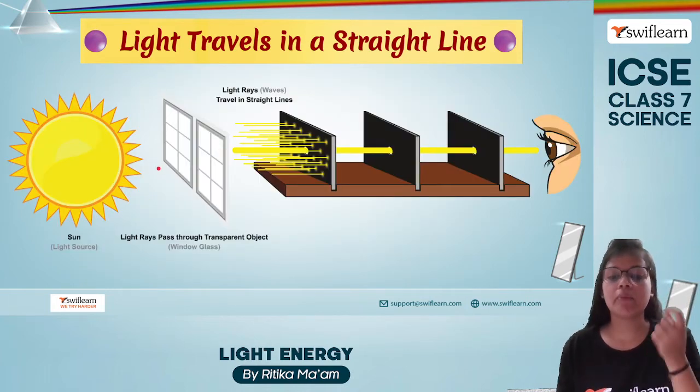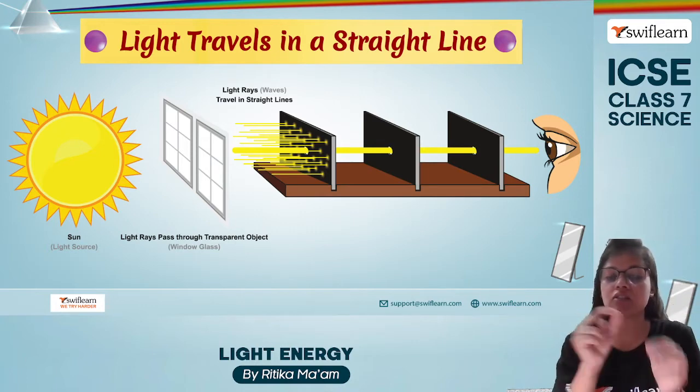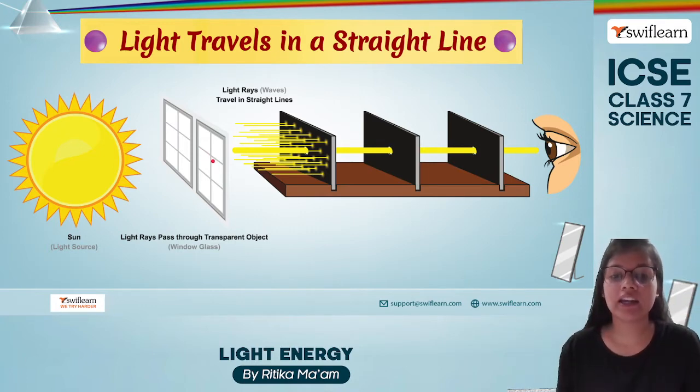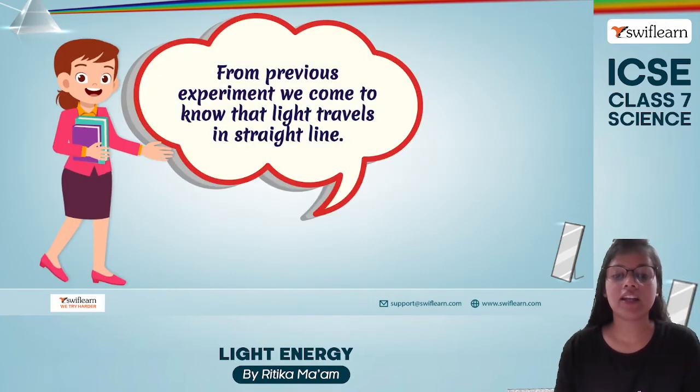So if we make a hole also, we are able to see the light in a very straight line, right? So that proves that light always travels in a straight line.